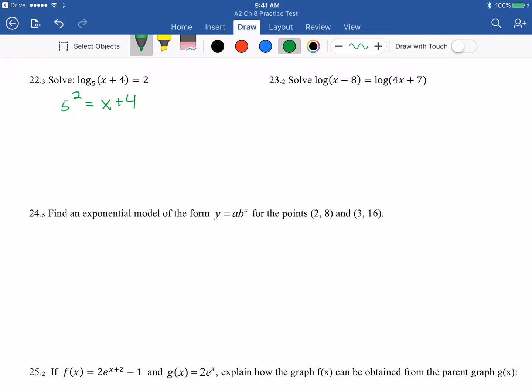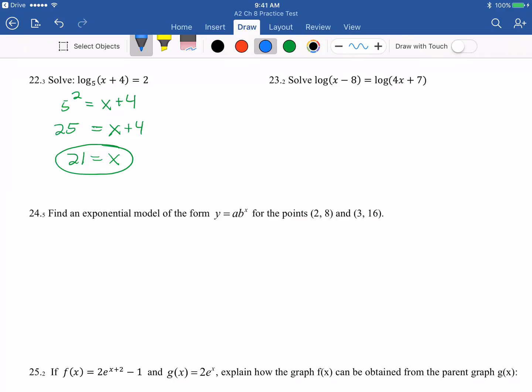All right, so now if I plug this guy in, 5 squared is 25, and I can subtract that 4 from both sides, so I should get 21 equals x here. All right, good, good, good.